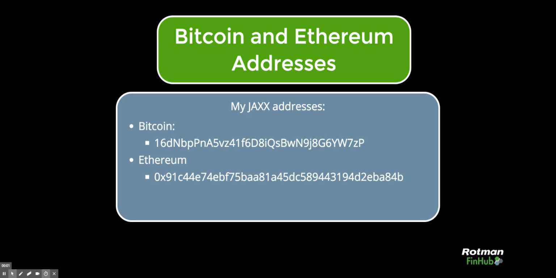So as the last part of this lecture, I want to talk about the Bitcoin and Ethereum addresses so you understand where they're coming from. Basically, the addresses are derived from the public and private keys.